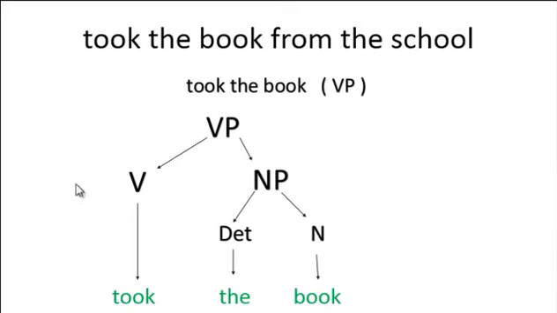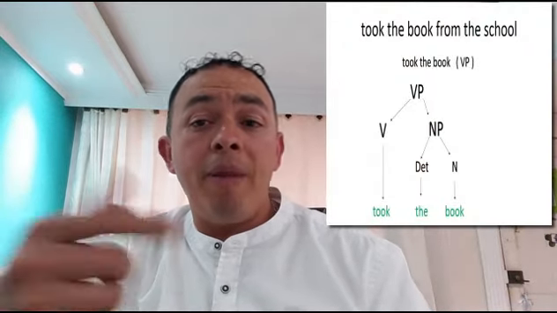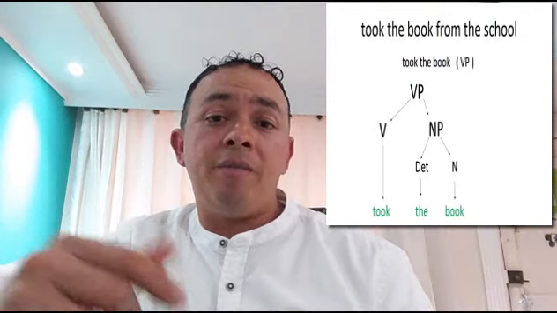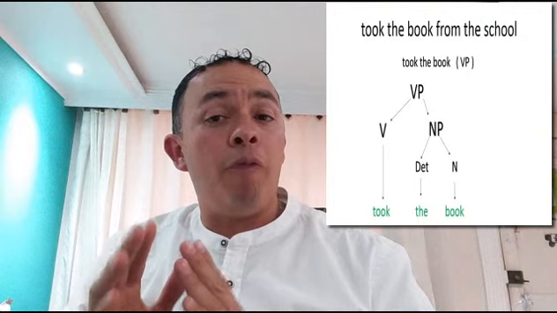Here, I'm going to give you another example with the verb phrase. The verb phrase is because this word is a verb. Took is a verb. Now we have a determiner and a noun. The first part of the sentence is "took the book." Now we have a verb phrase. The verb phrase is composed of a verb and a noun phrase.